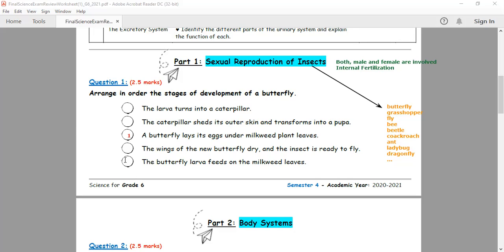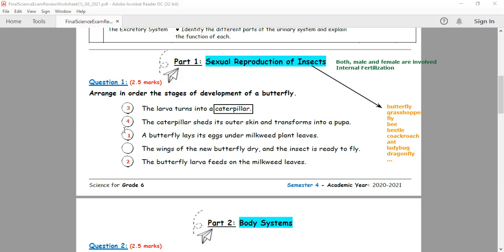The larva hatches from the egg and it feeds on the leaves. Larvae grow quickly. They eat a lot. Then what do we call the fully grown larva? It's a caterpillar. So this is number 3. Then what does the caterpillar do? The caterpillar sheds its outer skin and transforms into a pupa. That's right.